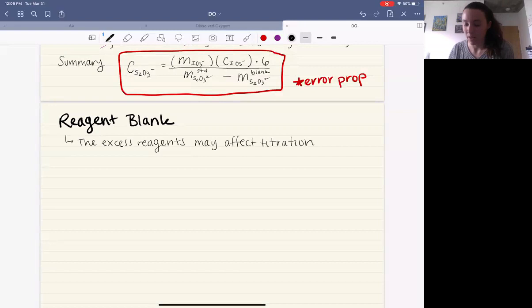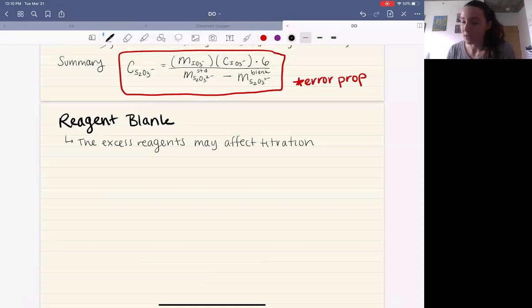Think about maybe those reagents are reacting with or blocking the analyte. So that would mean you would need less titrant in order to reach the endpoint that you see. Or what if those excess reagents are reacting with the titrant before the titrant gets a chance to react with the analyte? That would mean it would take more titrant for you to reach your endpoint.